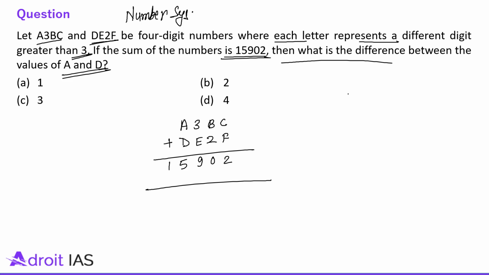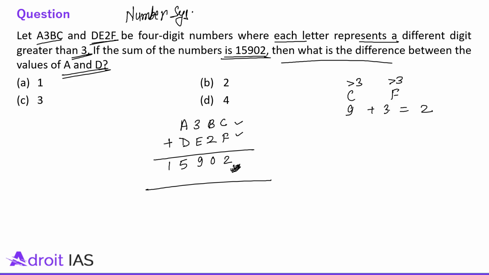See everyone, C and F are both different and greater than 3. Why am I saying this? Because C plus F ends in 2. They obviously can't be 1 and 1, or 0 and 2, because they are distinct and have to be greater than 3. So obviously C plus F is 12. The unit digit has been written, and 1 is the carryover.